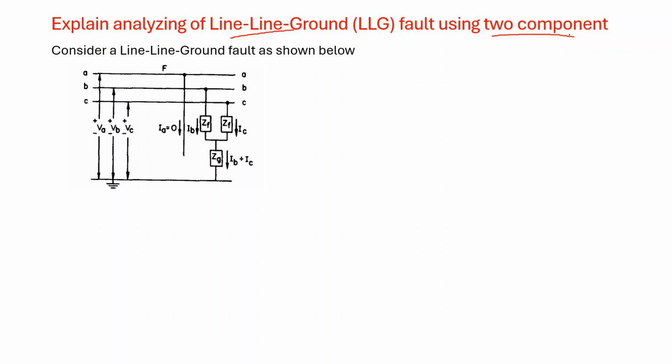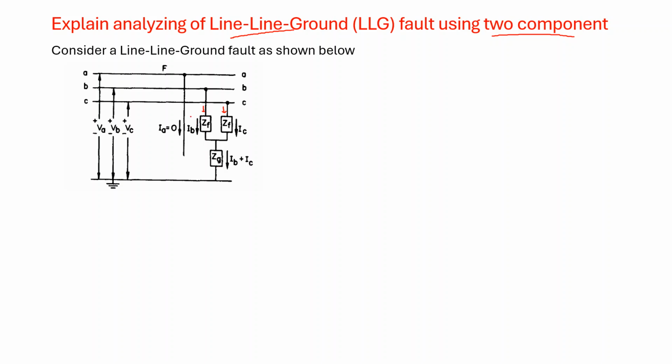So here is shown a three phase transmission line. We have A phase, B phase, and C phase. And there is a double line to ground fault on B and C. So you can see here the B and C, they are shorted through the fault impedance ZF and they are connected to ground through the ground impedance ZG.